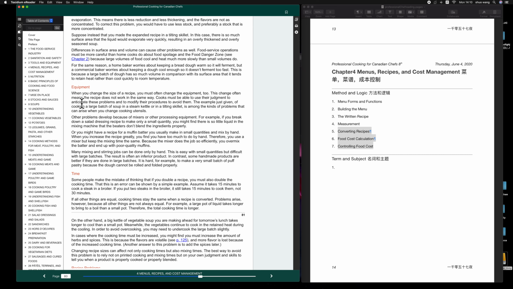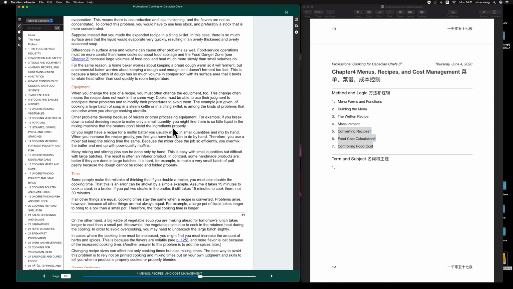Equipment. When you change the size of the recipe, you must often change the equipment too. This change often means the recipe does not work in the same way. Cooks must be able to use their judgment to anticipate these problems and to modify their procedures to avoid them. The example just given, of cooking a large batch of soup in a steam kettle or in a tilting skillet, is among the kinds of problems that can arise when you change cooking utensils. Other problems develop because of mixers or other processing equipment.